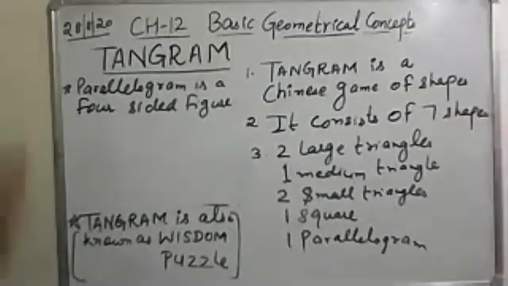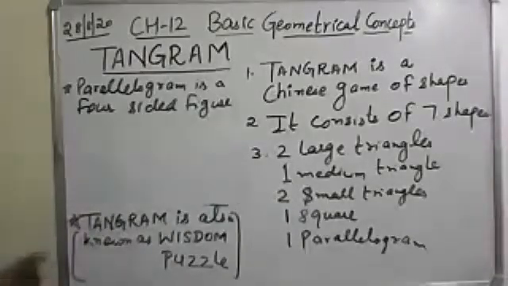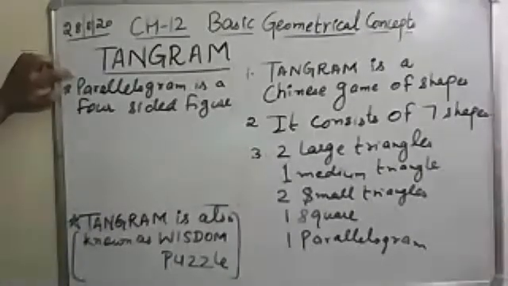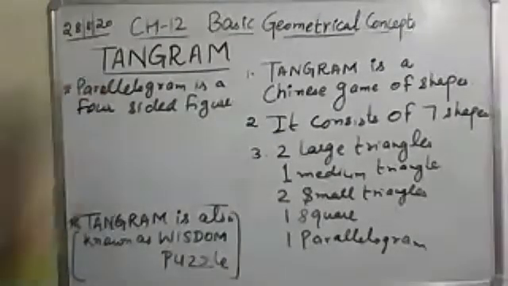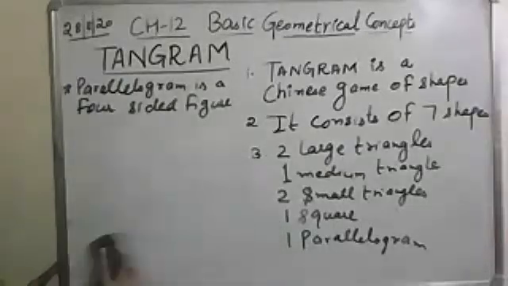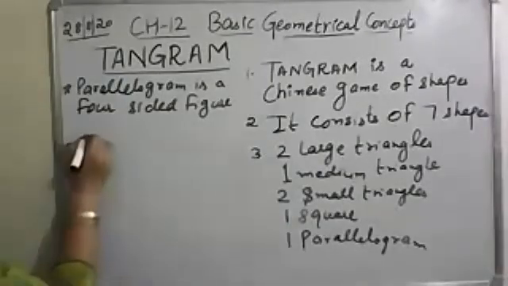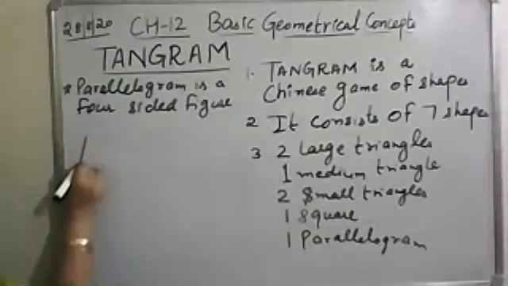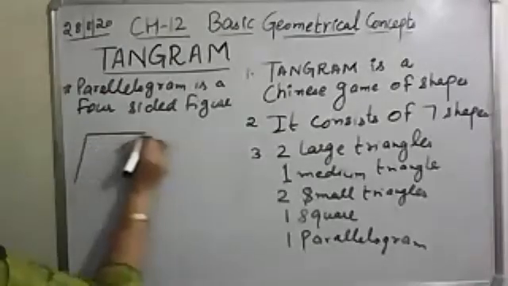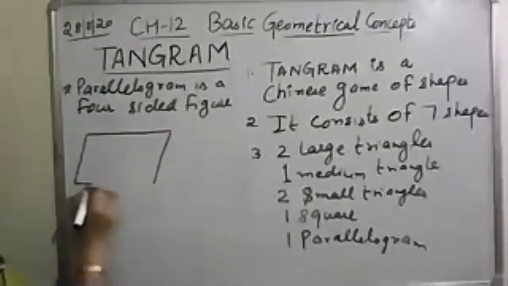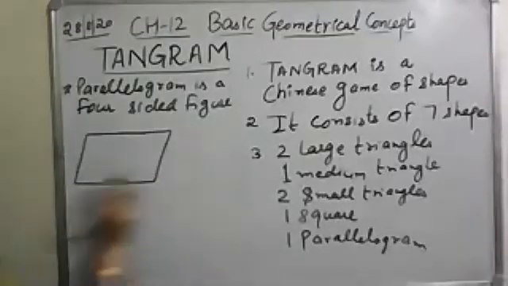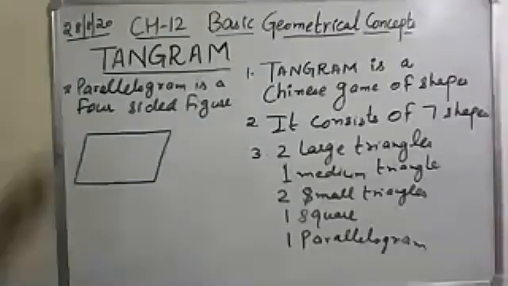Parallelogram is different from square. Square is the family member. Parallelogram is the main, and square is the part of parallelogram. And in parallelogram, you will observe opposite sides are parallel like this. Opposite sides are parallel, and square is the part of parallelogram.